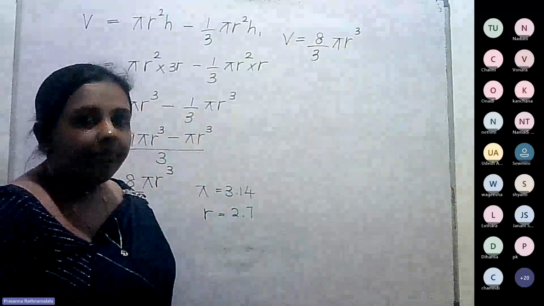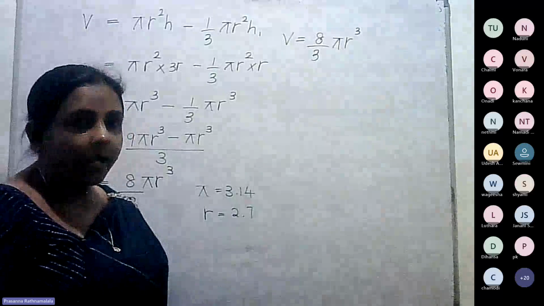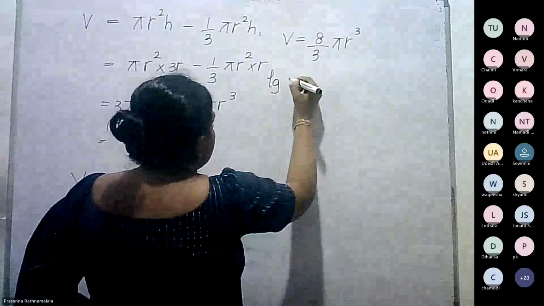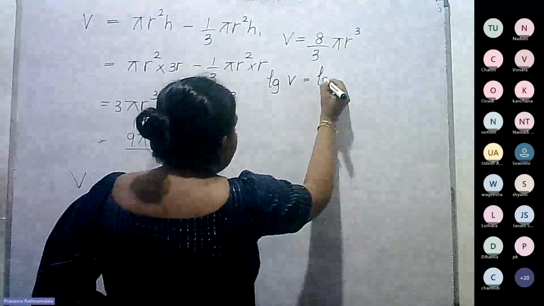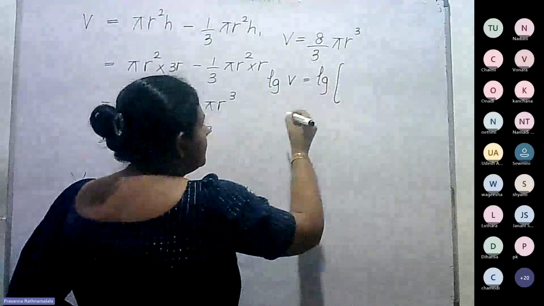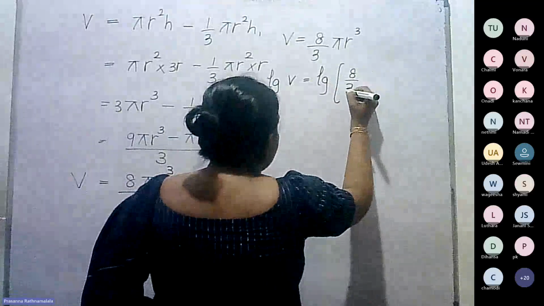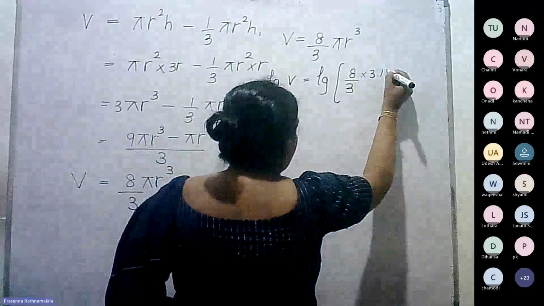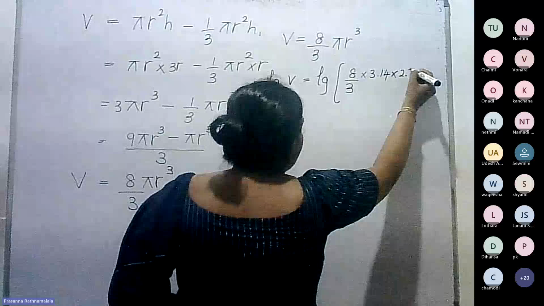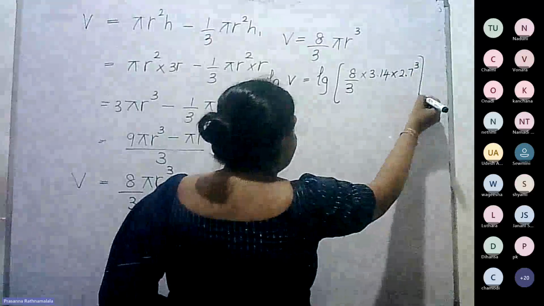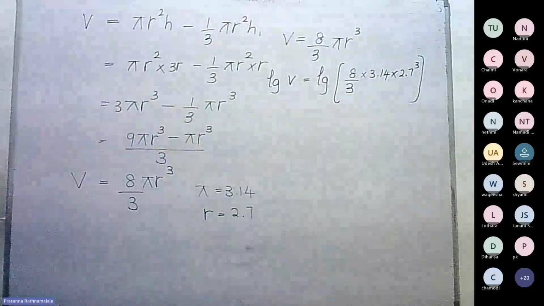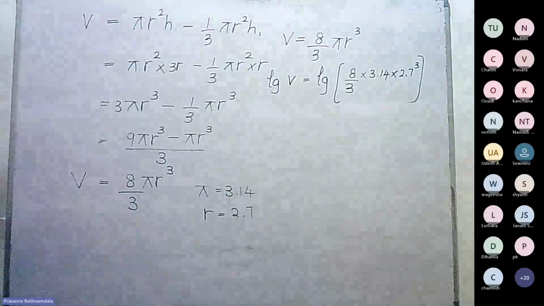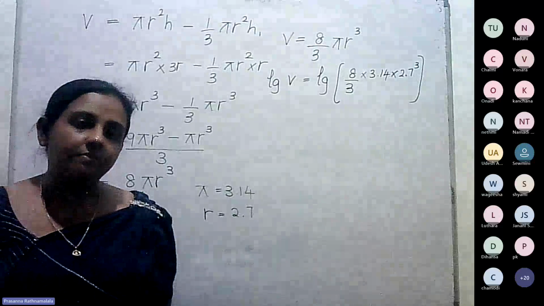Now you get the logarithms of both sides. Logarithms of both sides. Log V equals log, open the bracket, 8 upon 3, you know the value of π is 3.14 times 2.7 to the power 3. Right. There are steps. You must write all those steps.